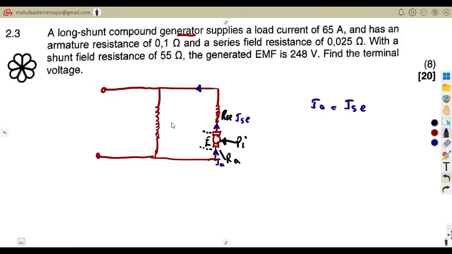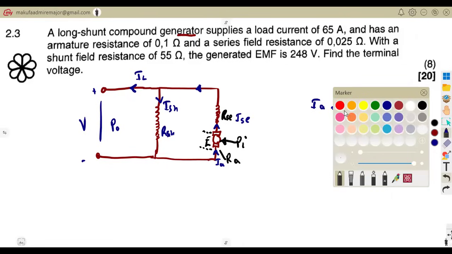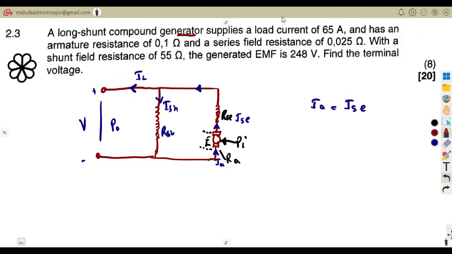Remember, it's a generator which has to supply the current there as the load has to be supplied. Another current goes into the shunt field, where we have got our shunt field, and in this case, having our terminal voltage and P out, just like that. So with this understanding, we can actually answer this question because they gave us that it supplies a load current of 65 amps. The load current here is 65 amps.